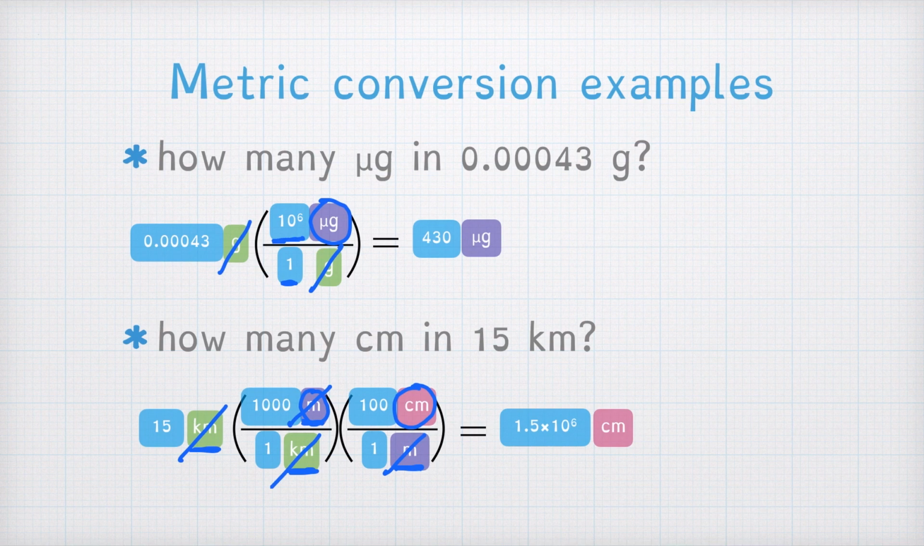And then you can fill in the values. You know that 1 kilometer is 1,000 meters and 1 meter is 100 centimeters. And when you multiply that out, you get your answer of 1.5 times 10 to the 6th centimeters.